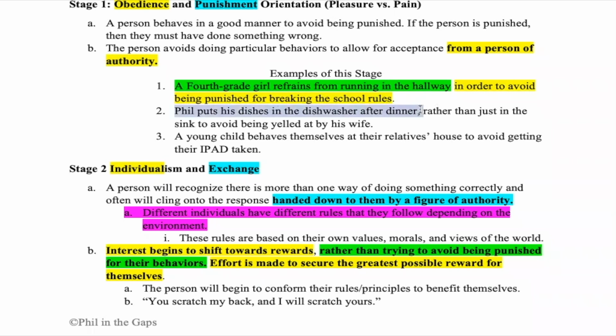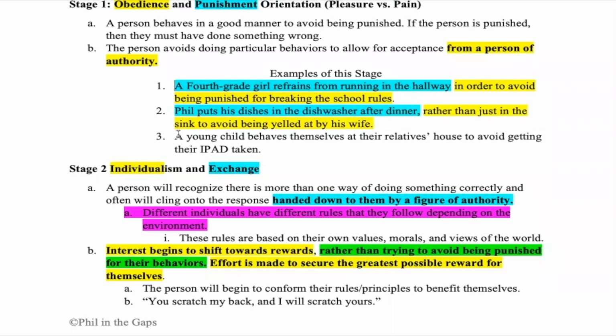Phil puts his dish in the dishwasher after dinner. He's like, you know what? I ain't just doing this out of kindness. You're going to owe me a favor. In obedience and punishment orientation, it's like, yes, ma'am, I'm putting that dish right in the dishwasher. You ain't about to catch me not doing what I said I was going to do. And again, the fourth grade girl's like, you know what? I'm not running in the hall. Individualism in exchange would be like, man, I put that dish in that dishwasher. What favor am I about to get? Not get knocked out? No, I'm just kidding. But that would be individualism in exchange. I'm going to do something in order to get a reward for myself.